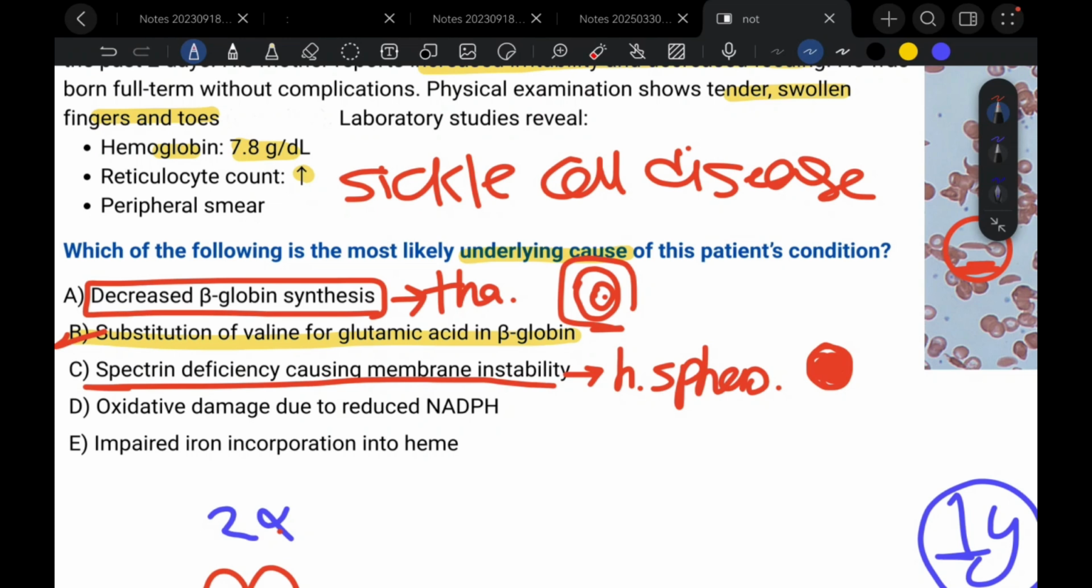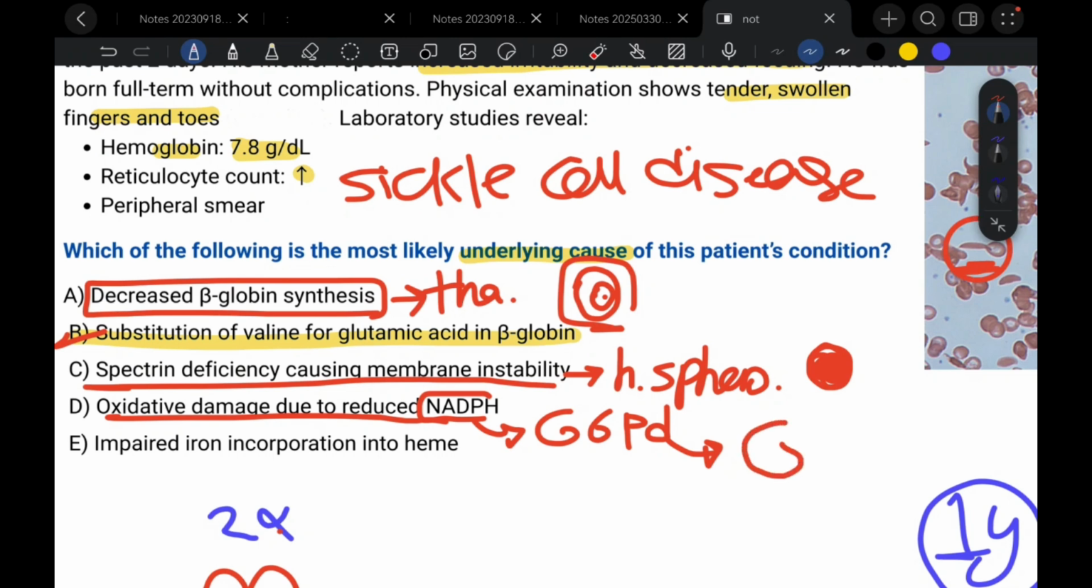Choice D, which is oxidative damage due to reduced NADPH. This one here, guys, is describing what is called G6PD, or glucose-6-phosphate dehydrogenase deficiency. And this one will present with bone pain that is mainly in the back, and also the RBCs will not be like that. It will be what is called bite cells, and you can also see something called Heinz bodies in our blood. So choice D also is not the right answer.